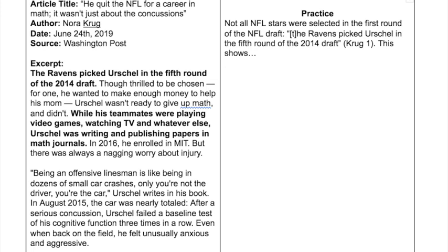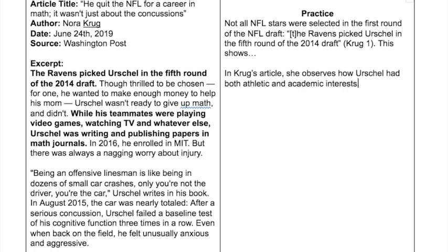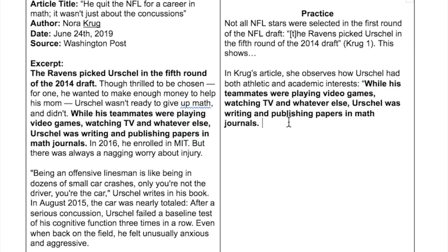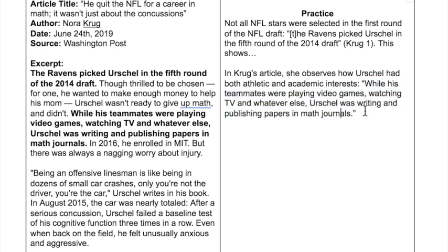So let's say, in Krug's article, she observes how Urschel had both athletic and academic interests. So I've got a complete sentence. I now have a colon right here. I didn't use a semicolon. And then I can toss in my textual evidence like this. I obviously need to fix the bold part. There we go. And then the only thing here, instead of doing Krug 1, since I've already said the author's name right here, I can just do page 1, period out there.